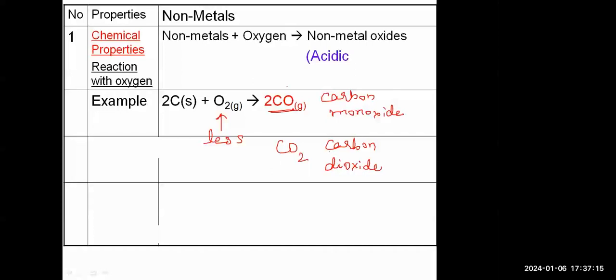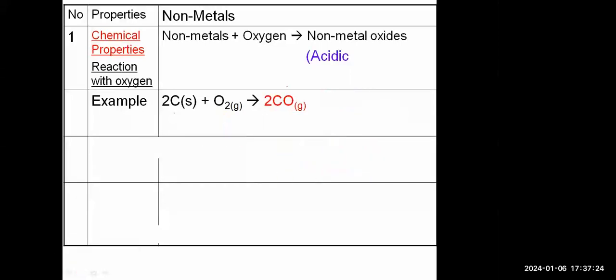So, this carbon dioxide is produced when more oxygen is available. So here we get to know that carbon can produce carbon monoxide or carbon dioxide depending on the availability of oxygen gas. Hydrogen is another non-metal. It reacts with oxygen to give H2O, which is water.